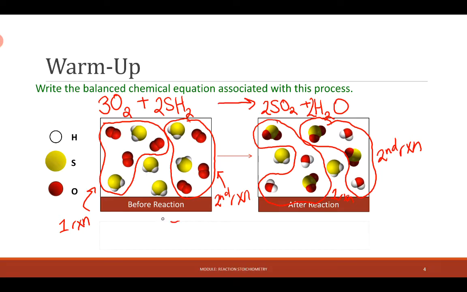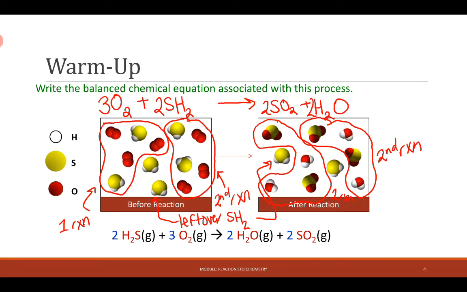And we'll see here that we have leftover SH2 that is present in both before reaction and after reaction because we did not have enough O2 to react with all of the SH2. Our balanced chemical equations do not tell us what we're starting with. They just tell us the ratio of how things react. We will be using this balanced chemical equation in later videos.